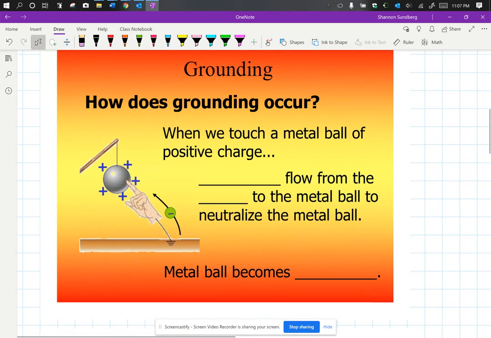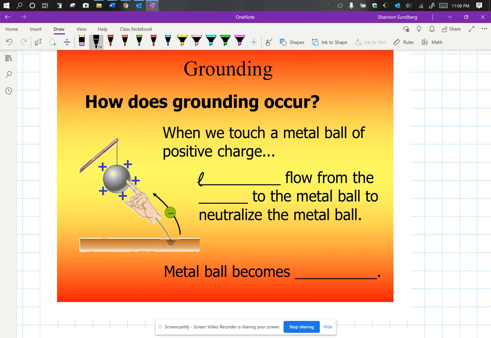Well, how does it occur? An example they're giving you is, let's just say you have a positively charged metal ball. Well, what likes positives? Negatives, of course. So electrons are going to flow from the hand to the metal ball, and those negatives and positives are going to balance out and neutralize. So when they neutralize, that metal ball is going to become a neutral object.